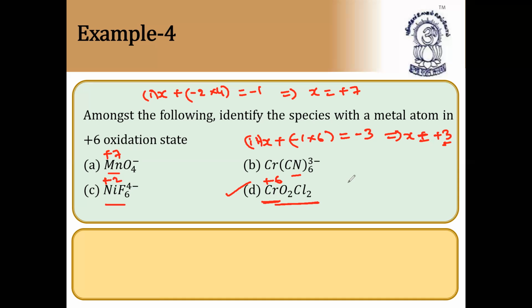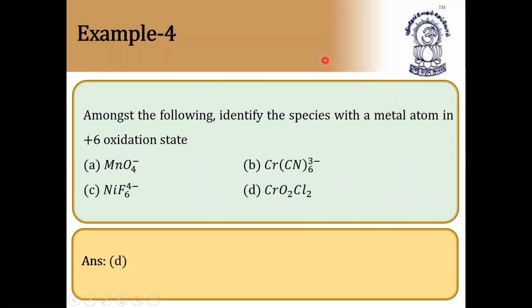This is the compound which is formed in the chromyl chloride test. That is chromium dioxide dichloride, that is chromium oxychloride, the name of this compound. So the answer is definitely option D. Let us check now. Yes, it is D.